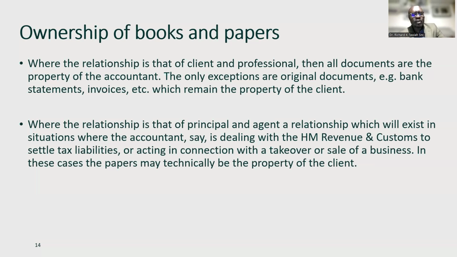Where the relationship is that of a principal and agent, a relationship which will exist in situations where the accountant, say, is dealing with the HMRC. The HMRC contracted the auditor to audit company ABC, or the auditor is acting on behalf of HMRC. In that case, the papers are the property of who? The client. The working papers are the property of the client, not the accountant.